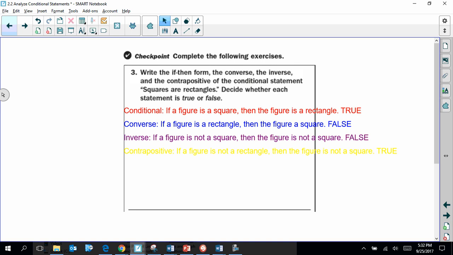The inverse is where I'm going to negate the hypothesis and conclusion of the conditional statement. So I wind up with if a figure is not a square, then the figure is not a, and that should say rectangle. That's a typo. So glad I saw that. That should say rectangle.